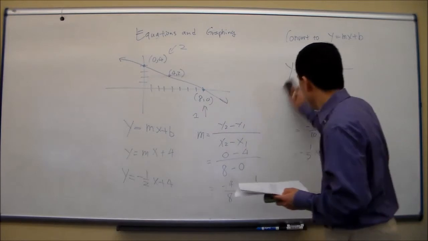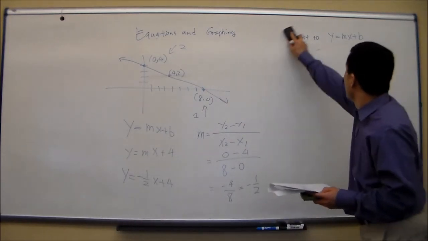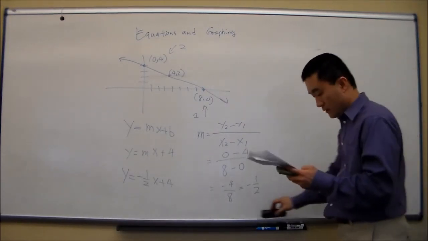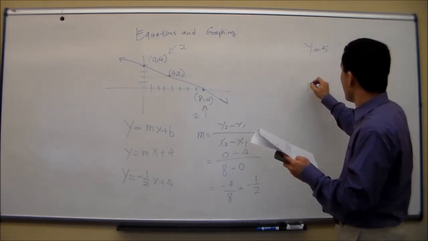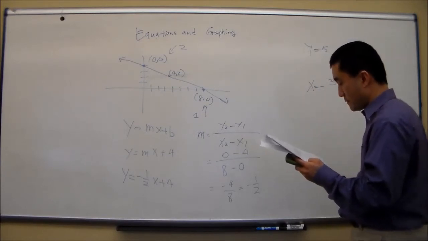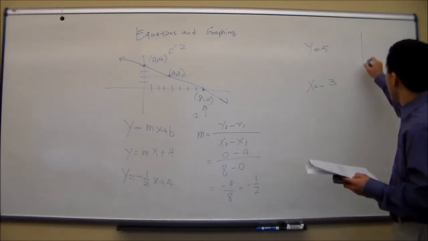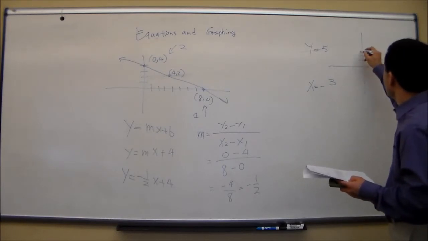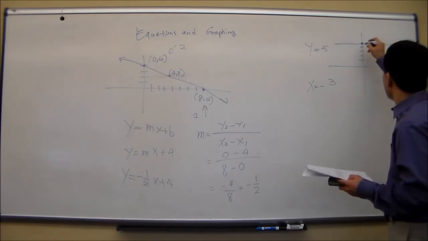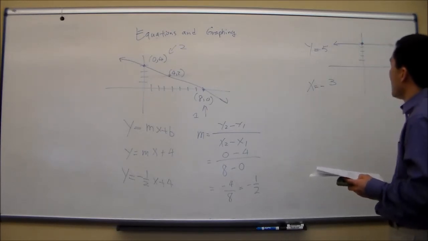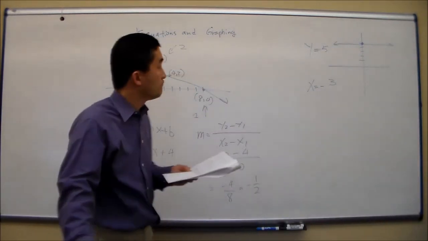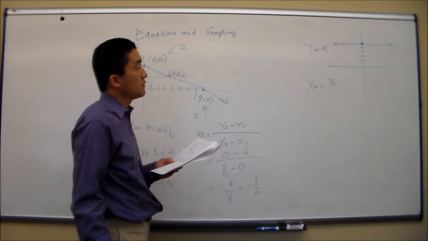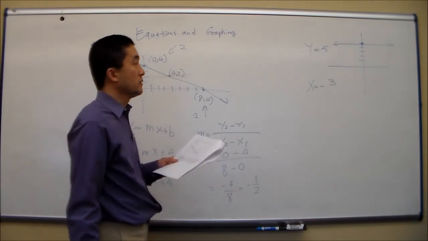So let's wrap it up by finding the slope of y is 5, and then x is negative 3. So y is 5, what does that mean? 1, 2, 3, 4, 5. That means that regardless what the x is, y is always 5. So what's the slope for that? Well, that's a horizontal line. And if you remember what the horizontal line is, the slope is 0.